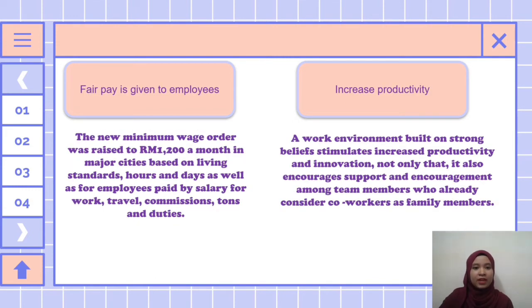Fifth, fair pay is given to employees. The new minimum wage order was raised to 1,200 ringgit Malaysia a month in major cities based on living standards, hour, and days, as well as for employees paid by salary for work, travel, commission, tolls, and duties. Sixth, increase productivity. A work environment built on strong beliefs stimulates increased productivity and innovation. Not only that, it also encourages support and encouragement among team members who already consider co-workers as family members.